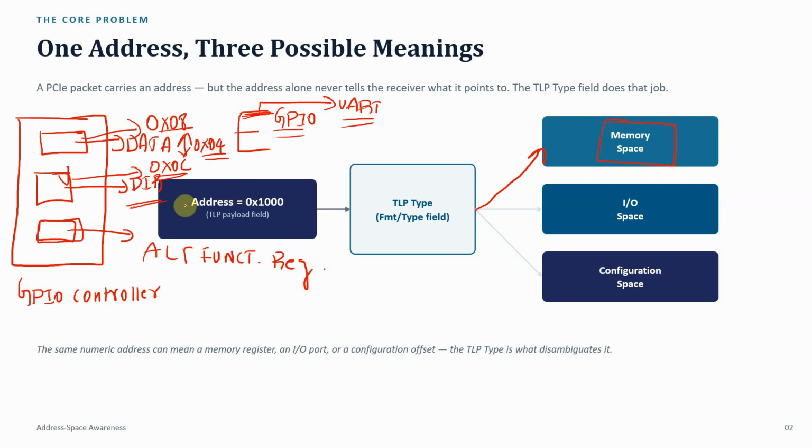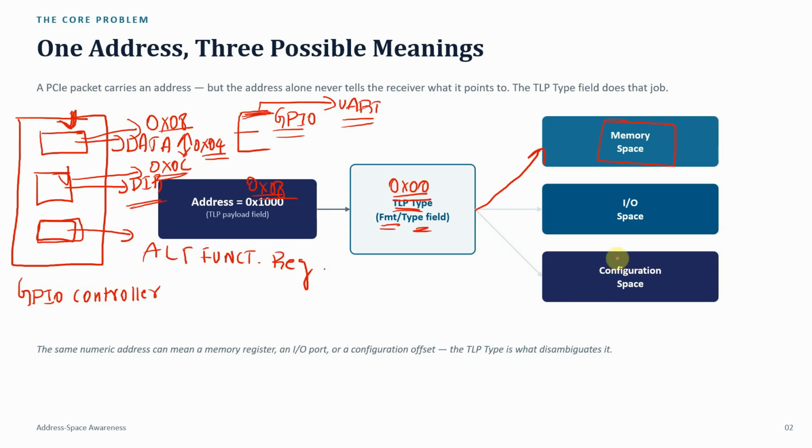So if my address is 8, and the TLP format or type field is equal to 00, then my processor is going to access the internal registers.